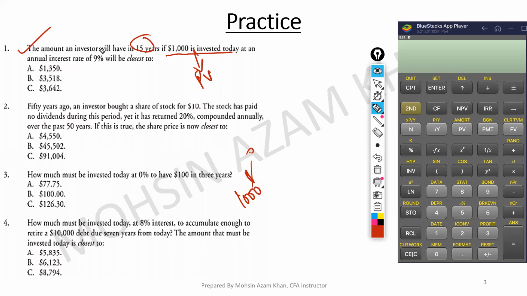At an annual interest of 9%. So at an annual interest of how much? 9% becomes your I, interest. How much will you get after 15 years? So 15 years becomes your N. And what do you want to know?